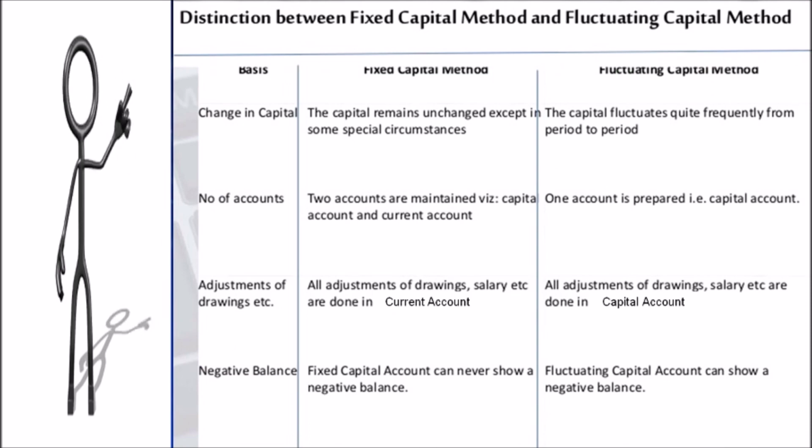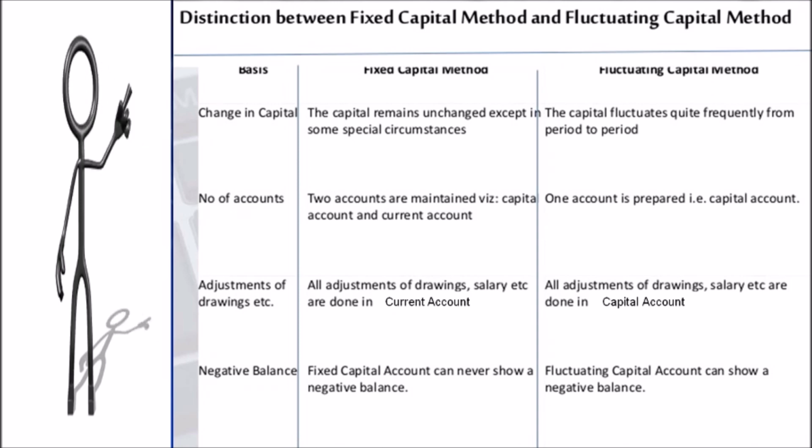Now, number of accounts. Here two accounts are maintained, capital account and current account, like I told you. And here only one account is prepared, that is capital account. All adjustments of drawings, salaries, etc. are done in current account here. And here all adjustments of drawings, salary, etc. are done in capital account. So understand it in a proper way.